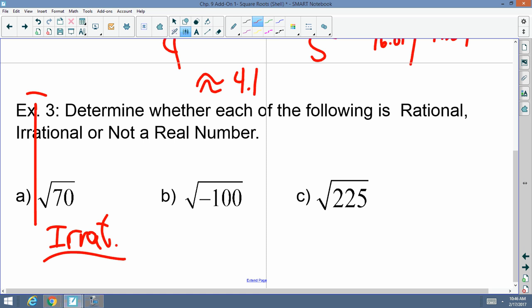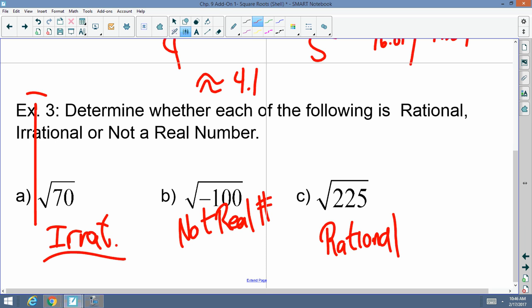Okay, how about B? Is that rational, irrational, or not real? It's not real. It's not a real number. And 225. That's rational. What's the square root of 225? 15. Yes, sir. It would be 10i. Thank you for B. Yes, sir. Because that's the complex. You're absolutely right. Thank you, my brother. Very well done.